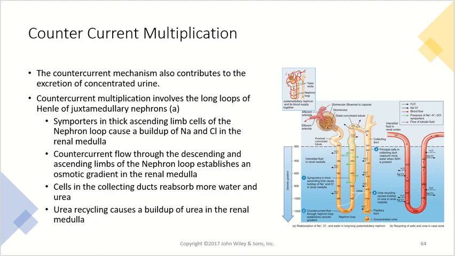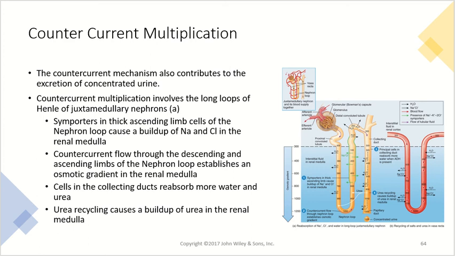So now let's look at that countercurrent multiplication that we mentioned. So the countercurrent mechanism is also going to contribute to the excretion of concentrated urine. So countercurrent multiplication is going to involve the long loop of the loop of Henle of those juxtamedullary nephrons, which we see here. Right.